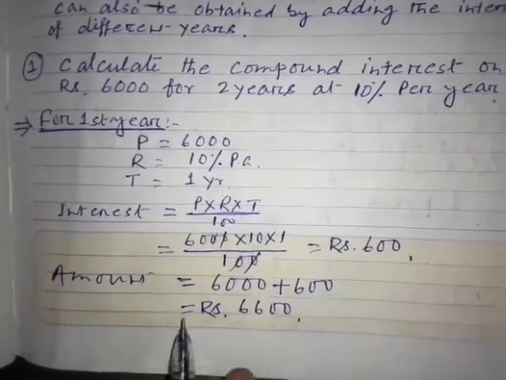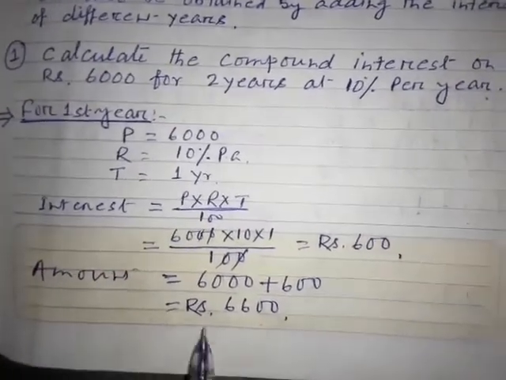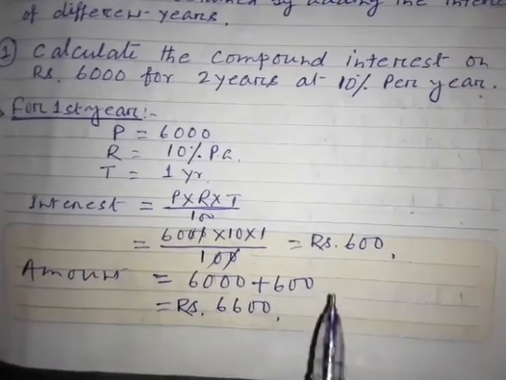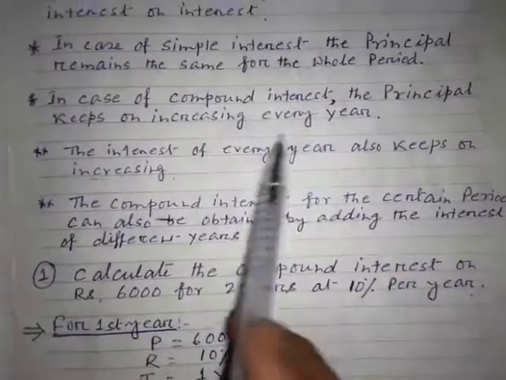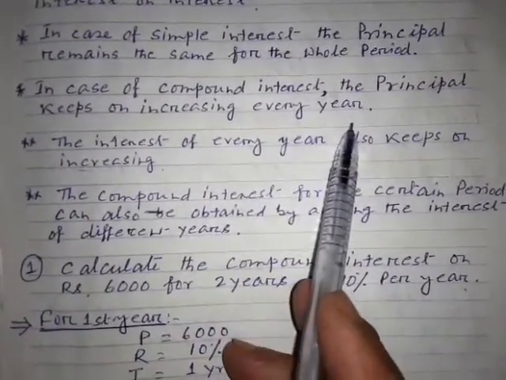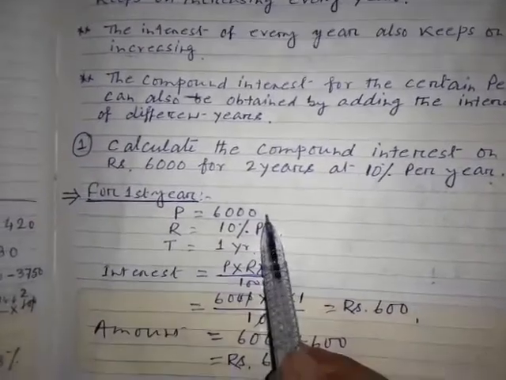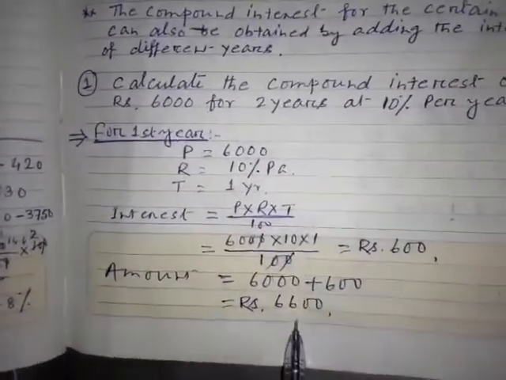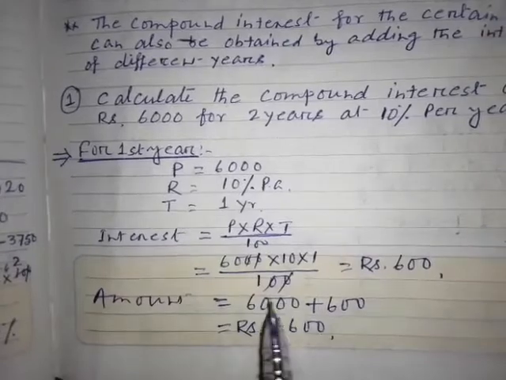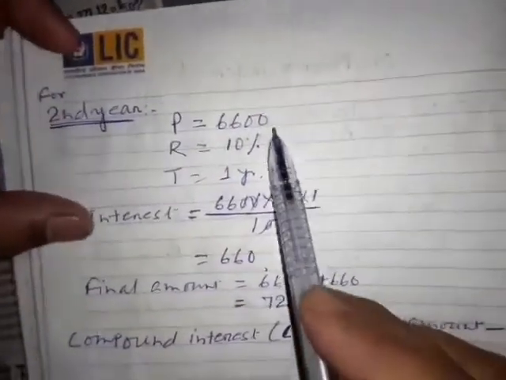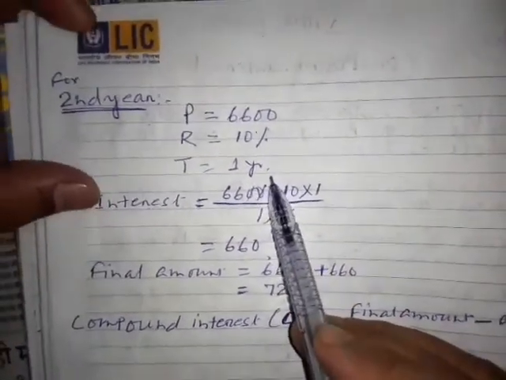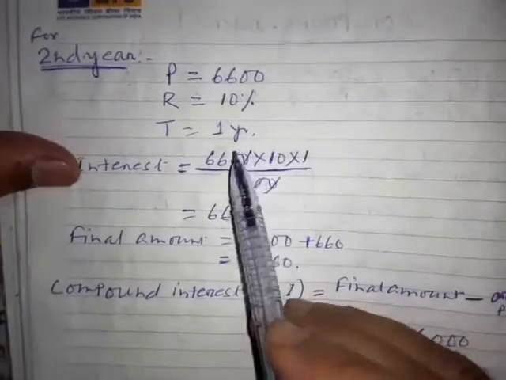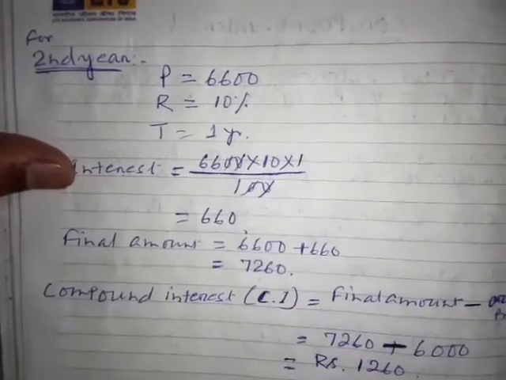Now this amount will be considered as the principal for the second year. Like I told you, in case of compound interest, the principal keeps on increasing every year. So first year, what is the principal? 6,000. Now what is the amount? 6,600. This amount will be considered as the principal for the second year. Second year, same thing: principal is increasing, rate is same, time 1 year. I told you, in compound interest, you have to calculate the interest per year.